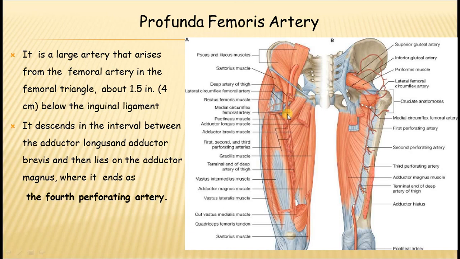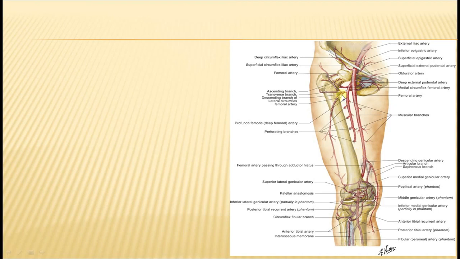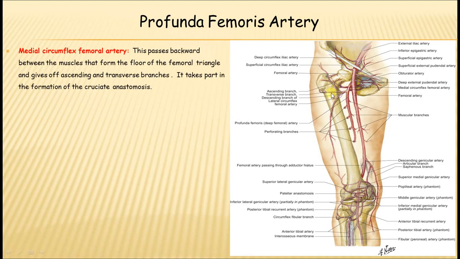So here you are able to see the profunda femoris artery, which is lying successively on the adductor longus and brevis, and then between the brevis and the magnus muscle. So these are the perforating arteries, with the fourth perforating artery or the last perforating artery, thereby it terminates. It also gives two other branches. The branches are, apart from the perforating arteries, the medial and lateral circumflex arteries. So you are able to see the lateral circumflex and the medial circumflex artery.